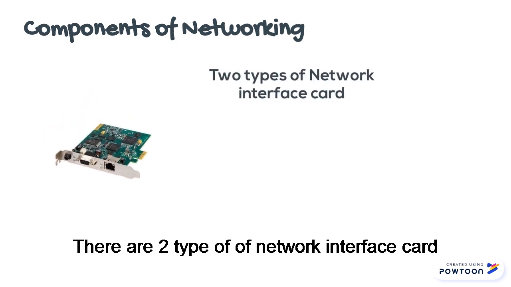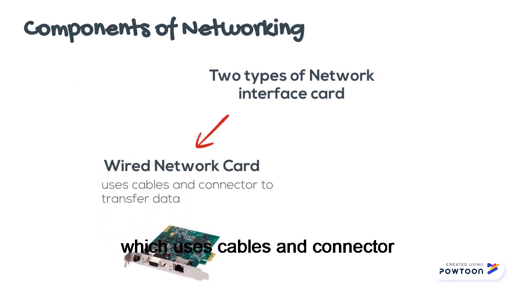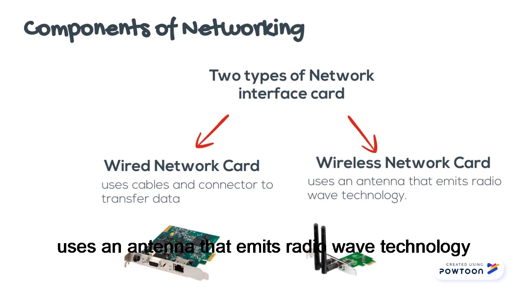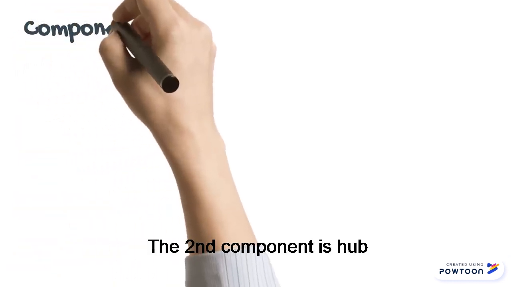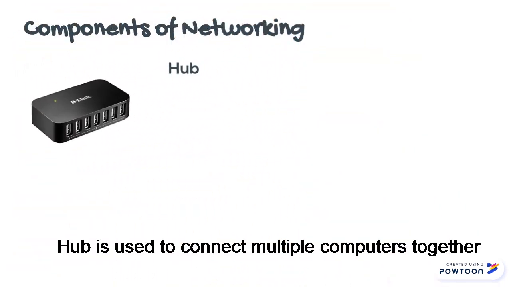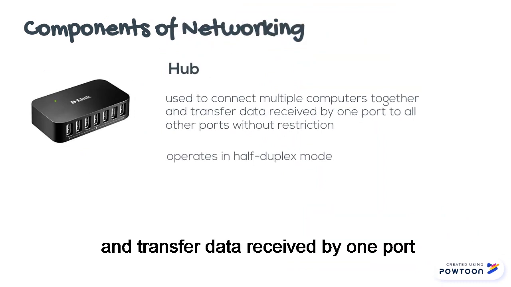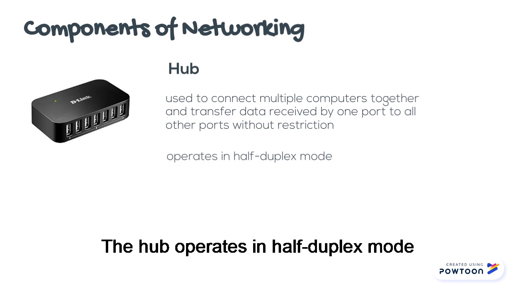There are two types of network interface card, which are wired network card, which uses cable and connector to transfer data, and the other one is wireless network card, which uses an antenna that emits radio wave technology. The second component is hub. Hub is used to connect multiple computers together and transfer data received by one port to all other ports without restriction. The hub operates in half-duplex mode.